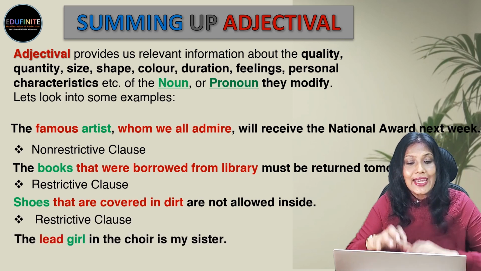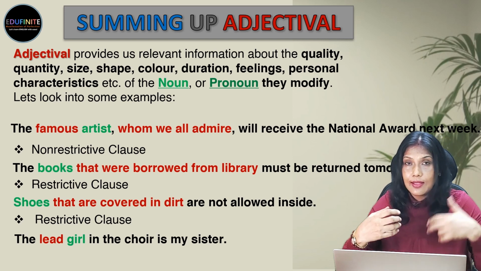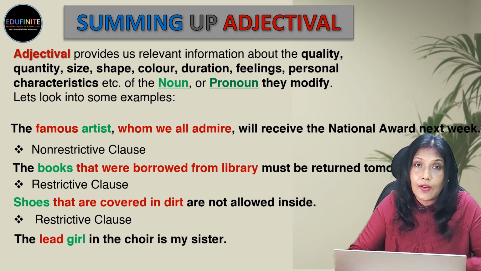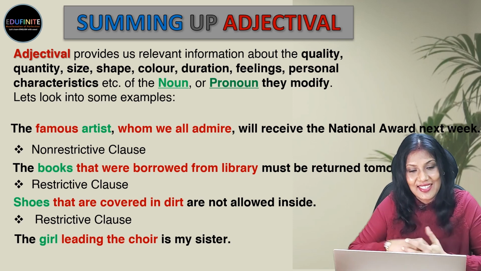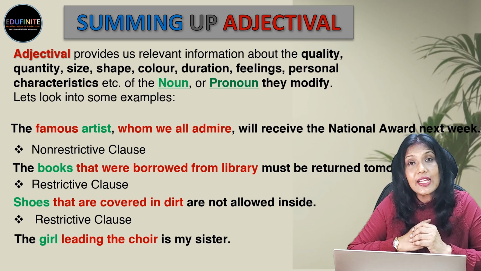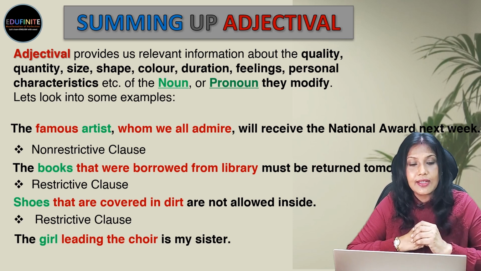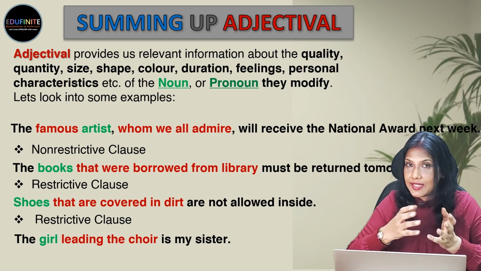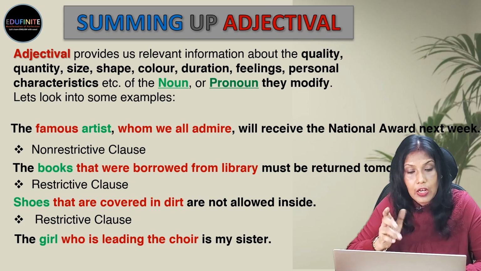Next we have, the lead girl in the choir is my sister. So which girl? Lead girl. So lead is telling us more about the noun girl. So lead is an adjective. Now let's replace it with a phrase and enhance the sentence. The girl leading the choir is my sister. So leading the choir, again we know this is a present participle phrase and it's qualifying the noun girl. So it's an adjectival.